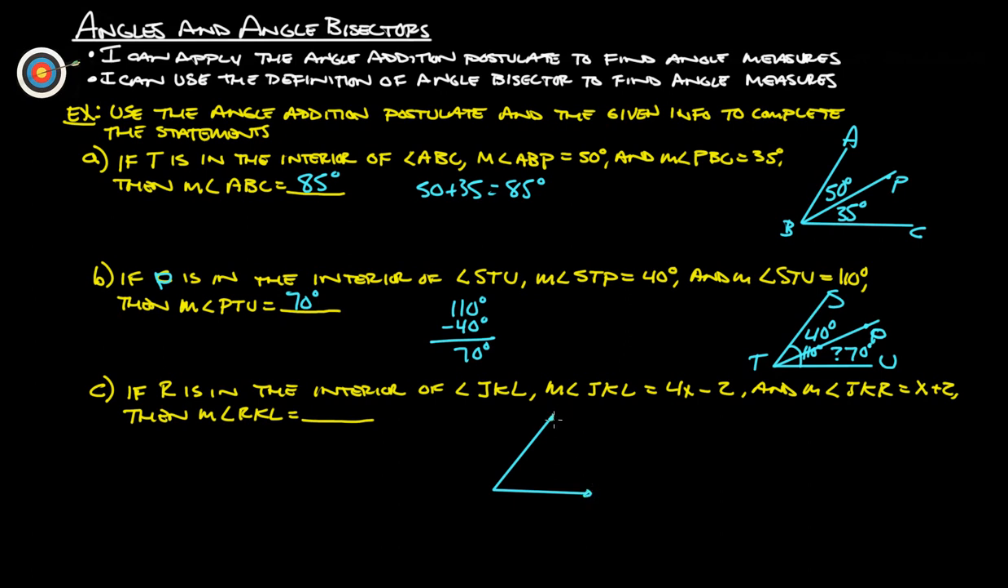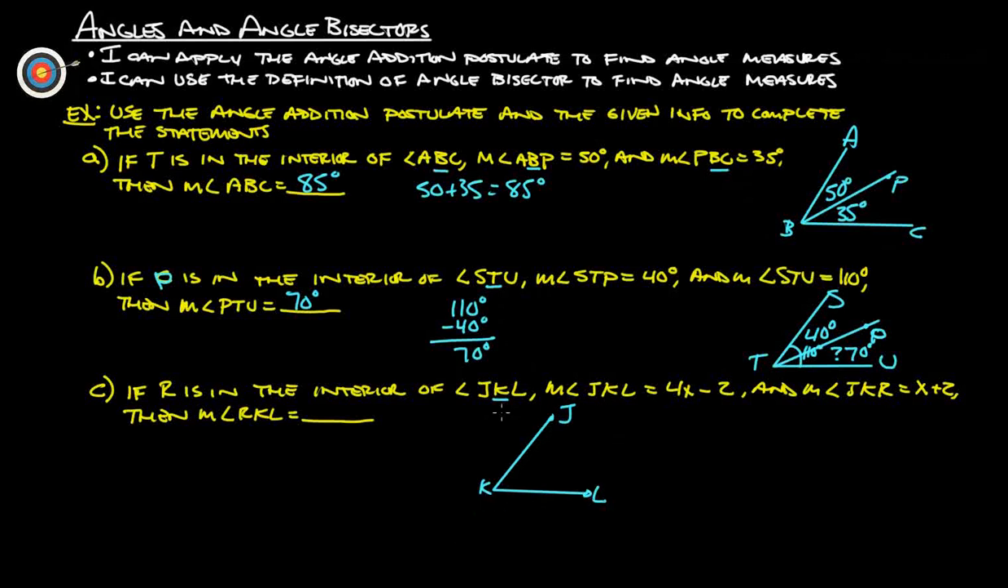All right, so we've got JKL, and again, it's super important that you identify the vertex, vertex, vertex. Oops, all these are B's up here. B is the vertex. So K is the vertex of this angle here. So we've got angle JKL.